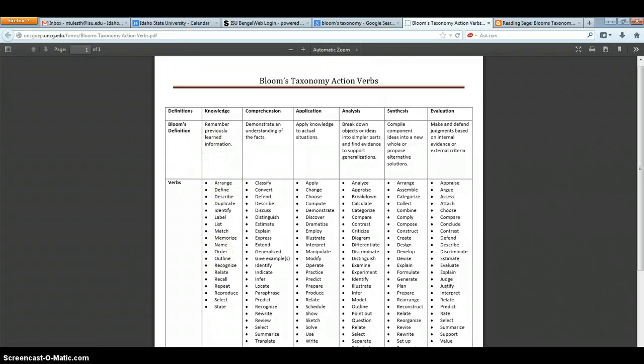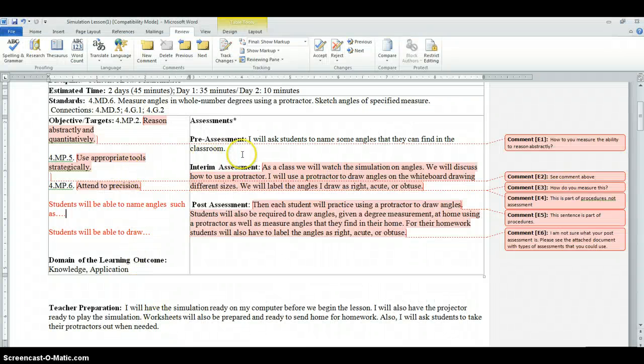So when you are writing your objectives, for example, you say I'll ask students to name. So I thought maybe you want students to be able to name something at the end of the lesson. So your objective will be students will be able to name angles such as, then you give us the names of the angles that you want them to name. If they are able to name them, then we know that they've met the objective.